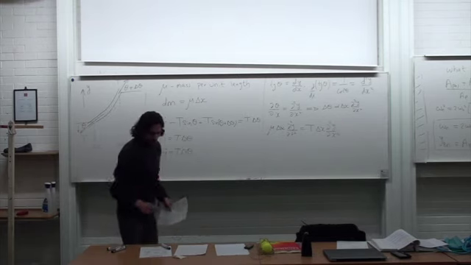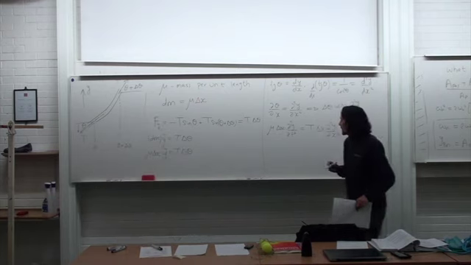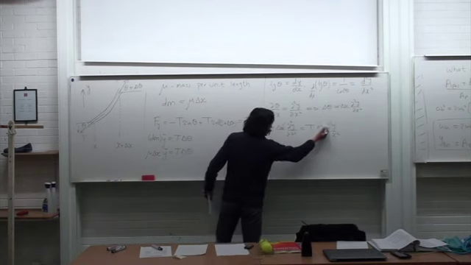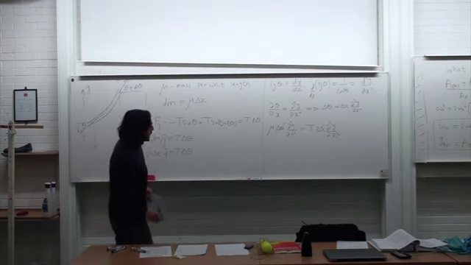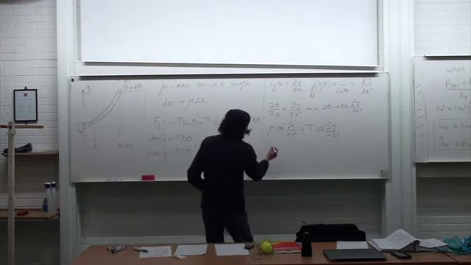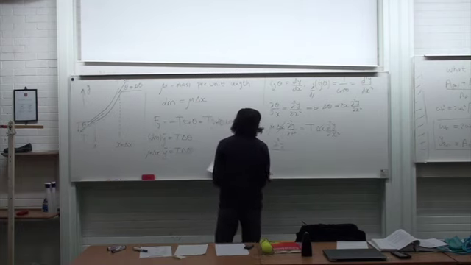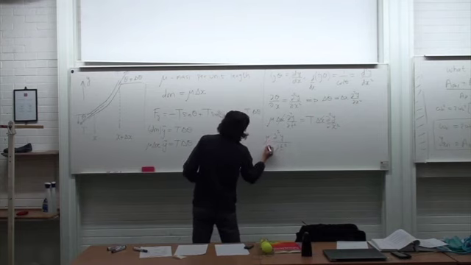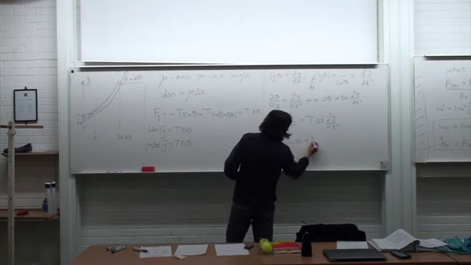All right, now I'm doing something that I shouldn't really do, but I'm gonna cancel out this delta x with this delta x. And what I get is the following. The second derivative of y with respect to time, mu over T, equals the second derivative of y with respect to space.